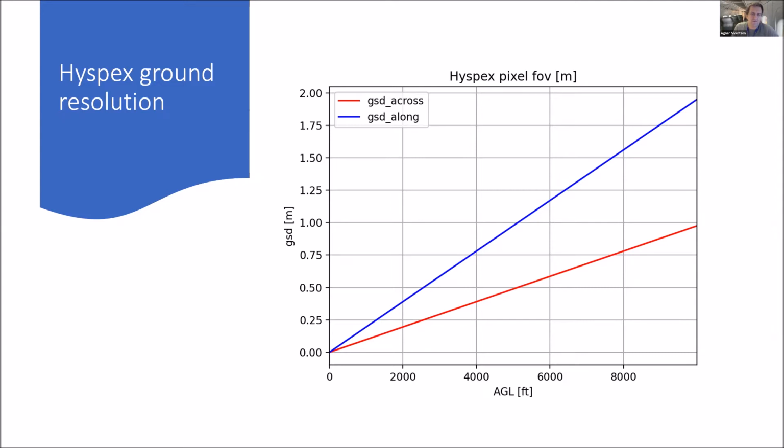And we can oversample this along track. So we can select the exposure time so that we oversample with 50% along track.